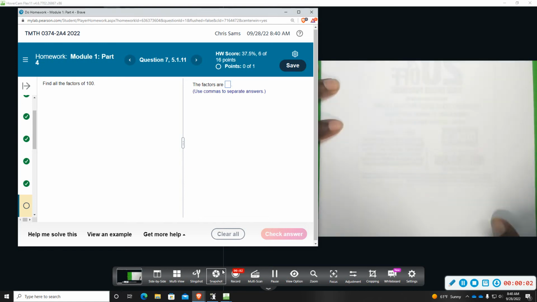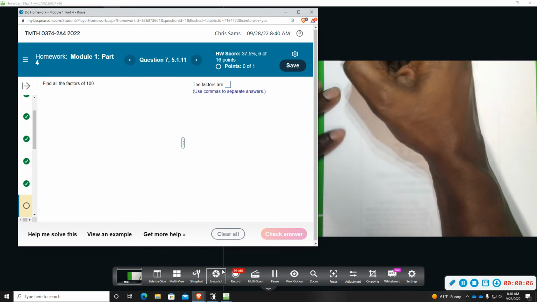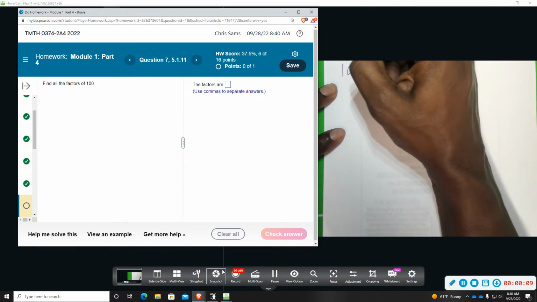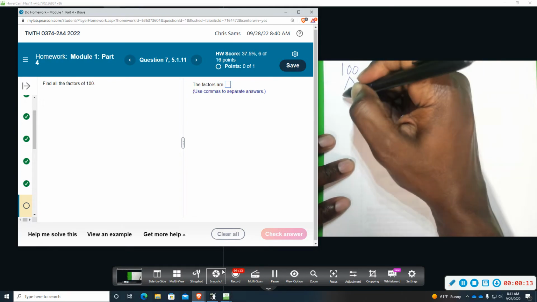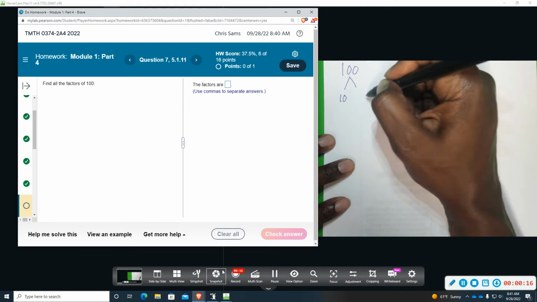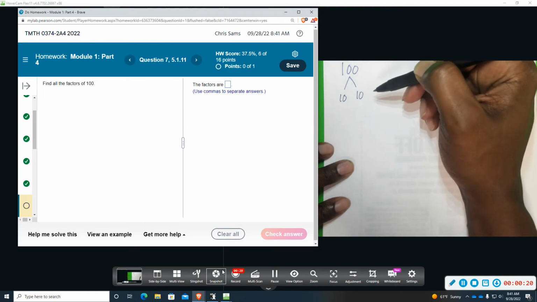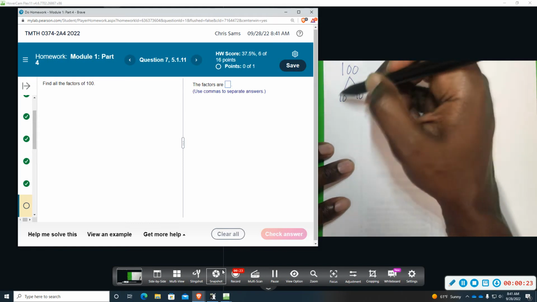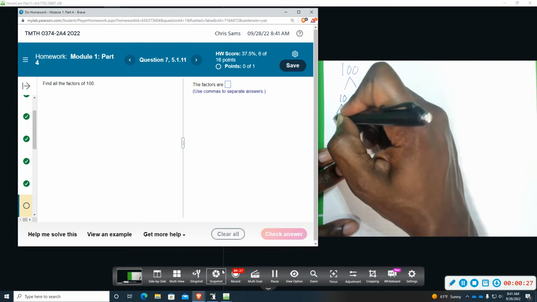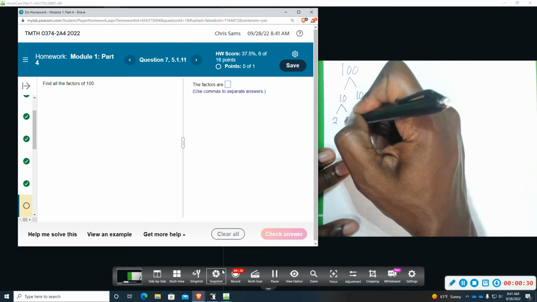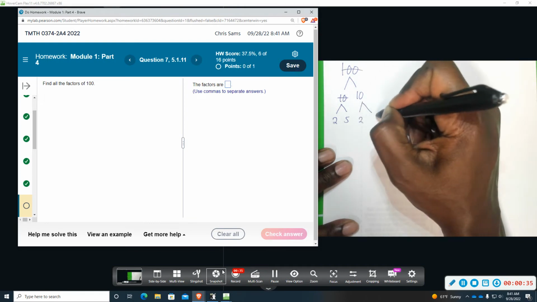All right, this one, we're going to find all the factors of 100. So once again, I'm going to start with prime factorization of 100. I can break this down to 10 times 10, and it doesn't matter what you start with, you will always get the same prime factors, even if you started with 2 and 50 and broke it down that way. 10 can be broken down to 2 times 5, okay? And then this 10 also can be broken down to 2 times 5.